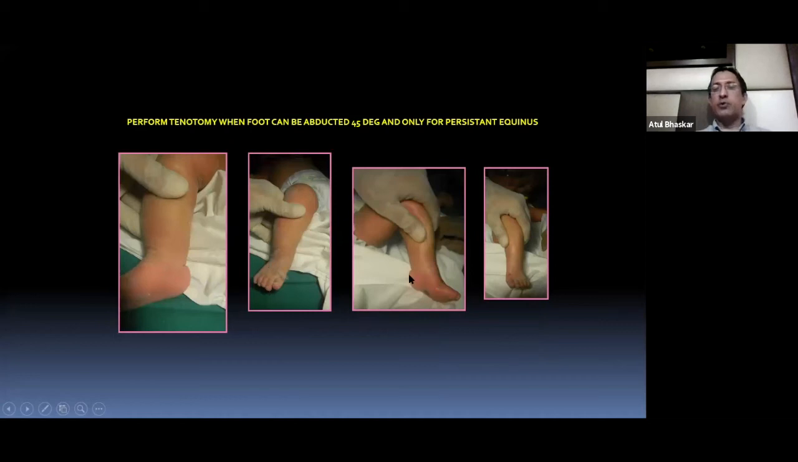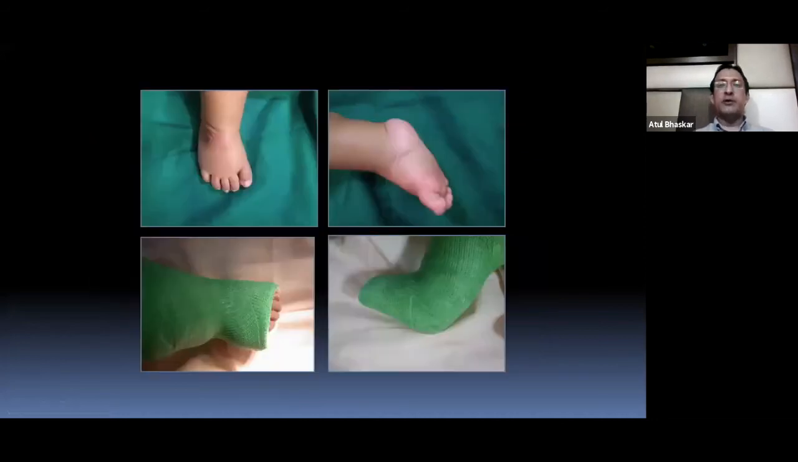And this is where you will do your tenotomy, and that is what they will usually ask in the exam, the point where you would do your tenotomy. And one must know the technique of tenotomy also. You always do it from medial to lateral, and you can do it with either the number 11 blade or an 18 gauge needle.